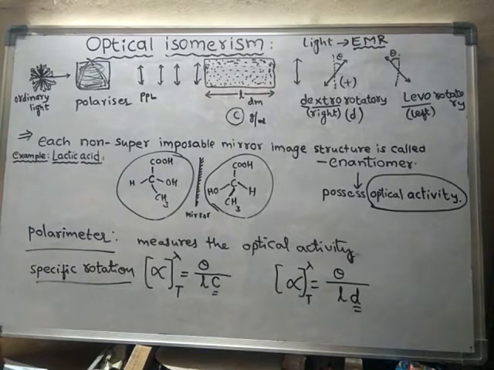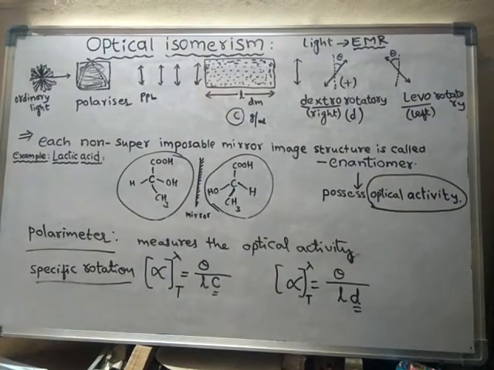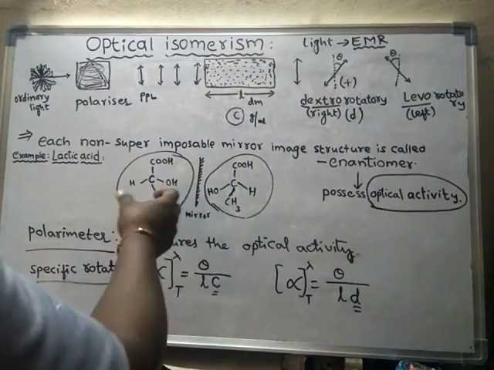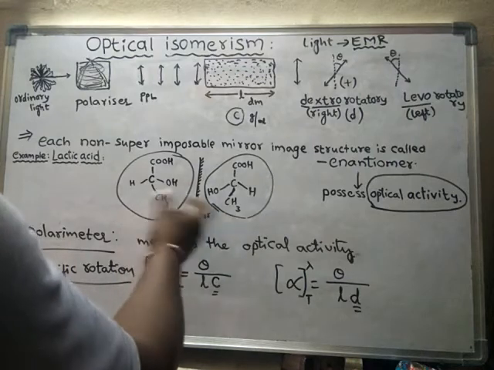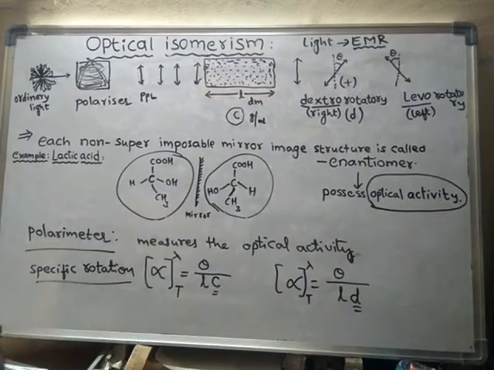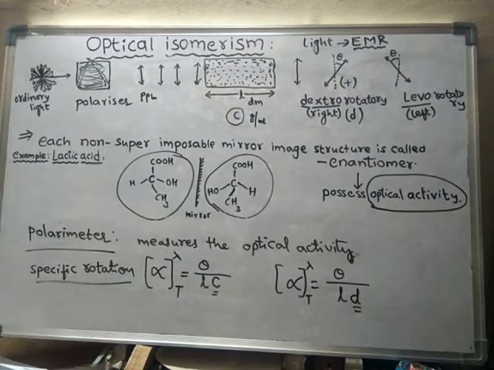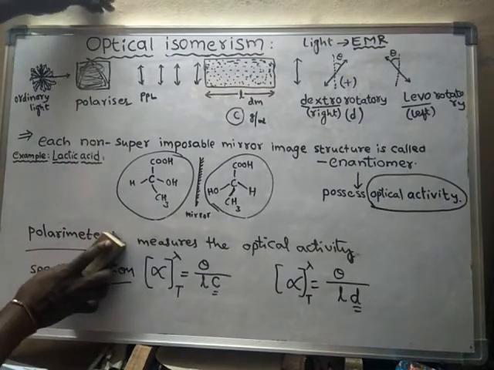So if a compound is non-superimposable on its mirror image, then that compound is said to have optical activity. This is the most important thing. Suppose a compound is superimposable on its mirror image, then it is optically inactive.